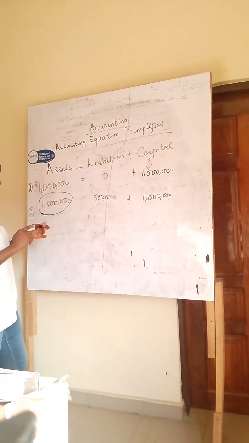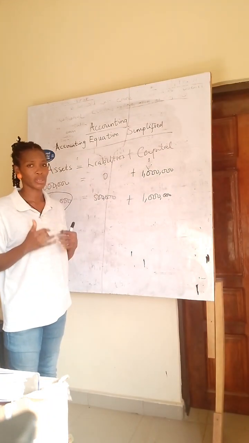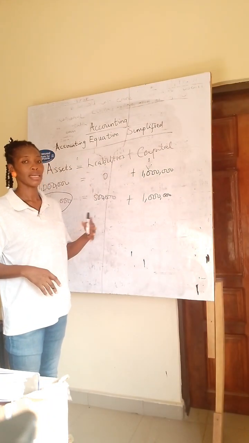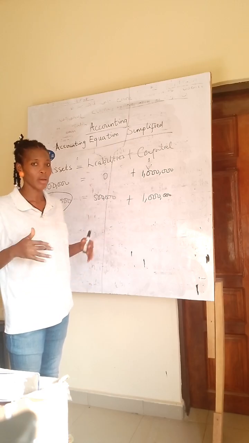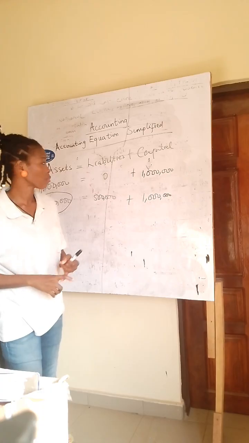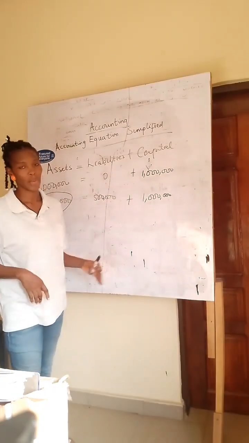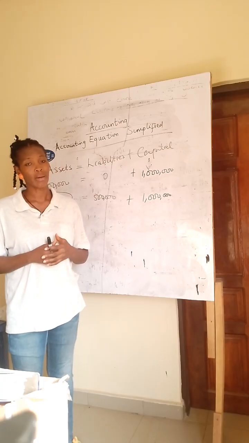Are we together? We'll be stopping here for this class because I want this class to be in bits so that we can understand everything step by step. In our next class, I'll give you more examples so that we can understand it broadly. But I believe that with this class, you understand and you know what an asset is, what a liability is, what a capital is.